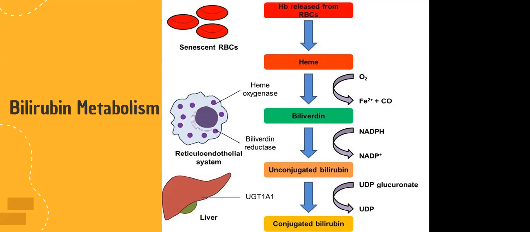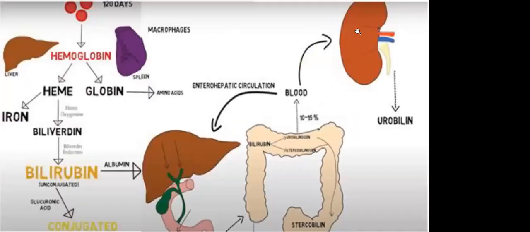When the red blood cell has been taken up by the macrophages, it will be further broken down into heme and globin. The globin will be broken down into amino acids that will be used by the body, and the heme will be broken down into iron and biliverdin by heme oxygenase. You can refer to the next picture. Here we have the globin and the heme. The heme will be broken down into iron, as you can see, and biliverdin by heme oxygenase.